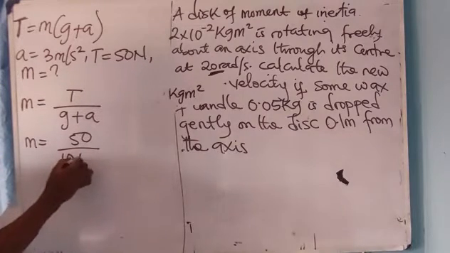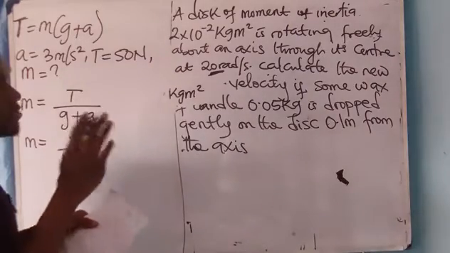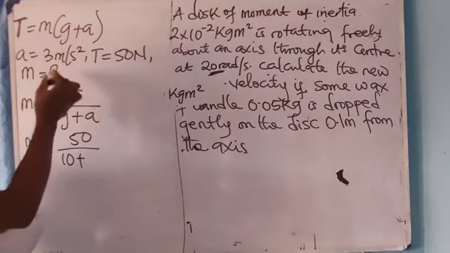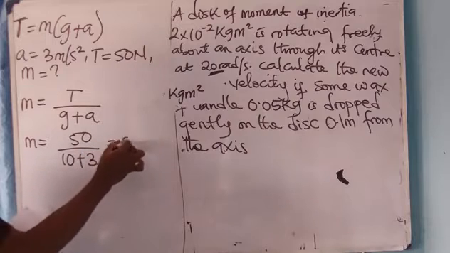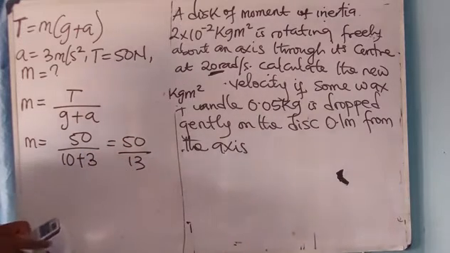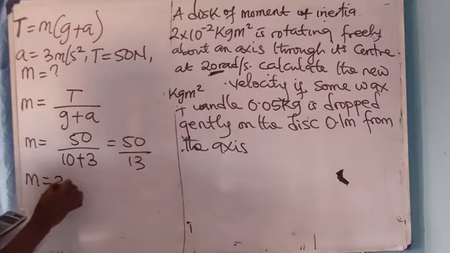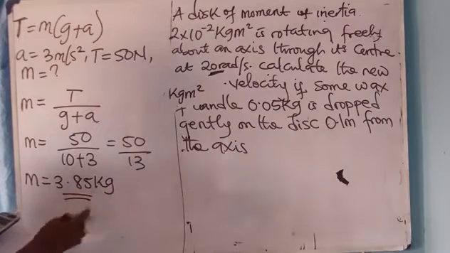Gravity is always 10 newton. That is why we are talking of the elevator now. Elevator, 10, then plus which one? The acceleration, which is 3. So I believe that is it. So 50 divided by 13. 50 divided by 13 equals, mass now is equal to what? 3.85 kg approximately. That is the answer.